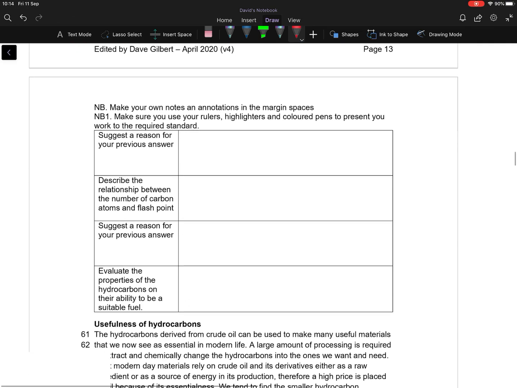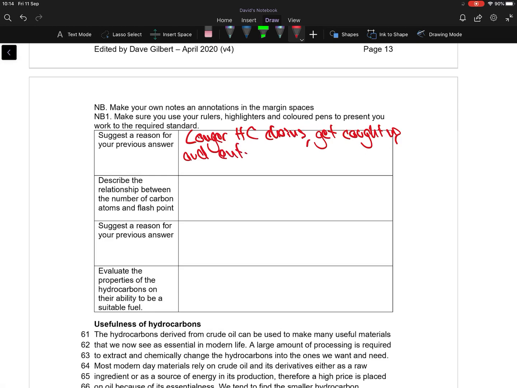Look at the next one. Suggest a reason for your previous answer. So, as they get longer, what happens to the chains? Longer hydrocarbon chains get caught up and tangled in each other, which makes it harder to move.